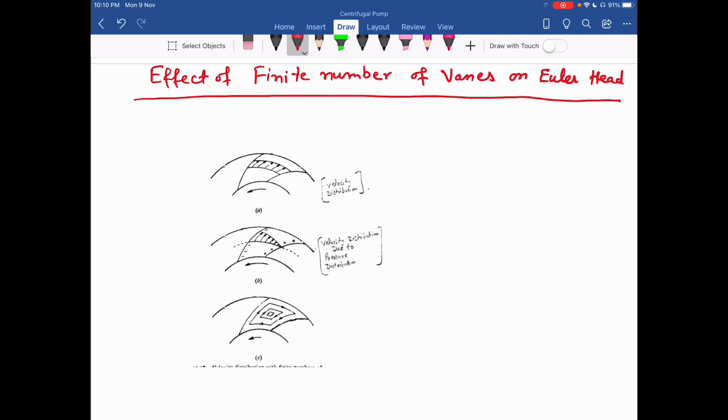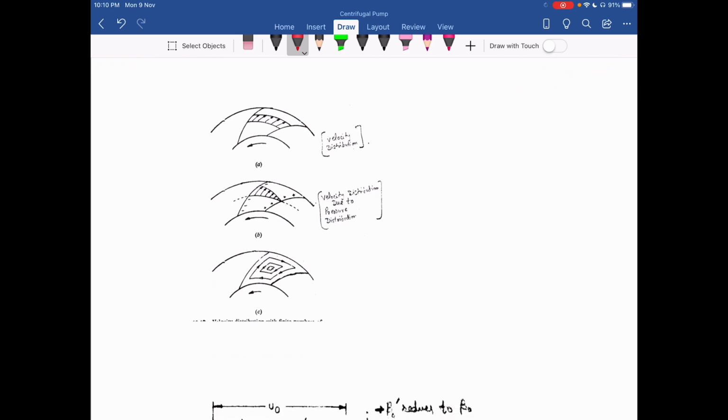Okay, so now see in this diagram we have the impeller. So in impeller we have a vein. So in vein we have a passage. So this is the passage from where the water flows from inner side to the outward side. Now when we have the infinite number of veins, then the velocity distribution is uniform, that you can see in this diagram. So here the velocity distribution is uniform.